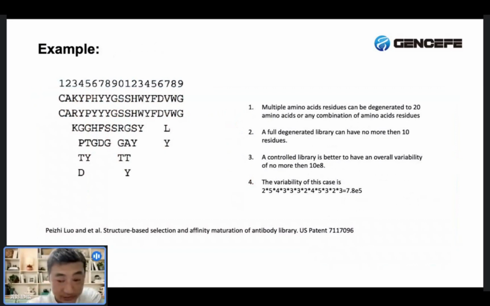So here is a real example of a controlled library. This is from a patent. Here you can see it degenerated the amino acid to some of the amino acids, not all of the 20. In this case, the capacity or the variability is 7.8 times 10 to the power of 5, so it's close to 1 million.